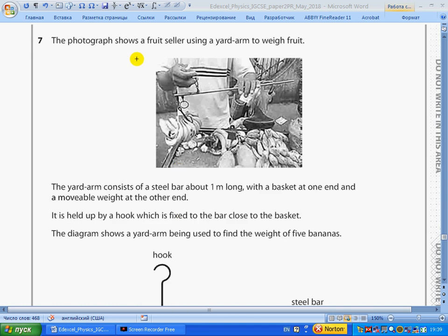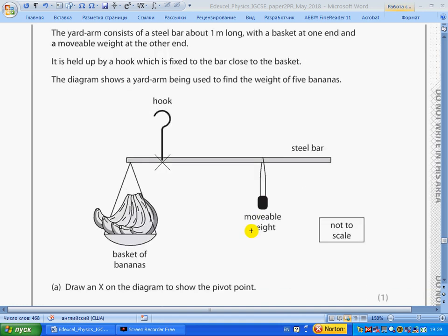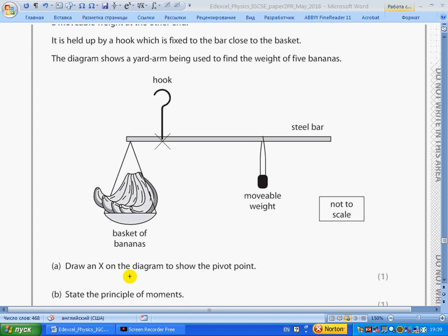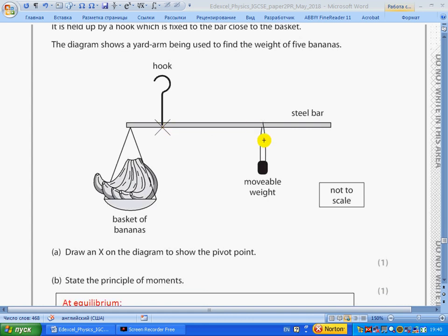Question 7. The photograph shows a fruit seller using a yard arm to weigh fruit. The yard arm consists of a steel bar about 1 meter long with a basket at one end and a movable weight at the other end. It is held up by a hook which is fixed to the bar close to the basket. The diagram shows a yard arm being used to find the weight of 5 bananas. Draw an X on the diagram to show the pivot point. So the pivot point is here. The basket of bananas produces an anti-clockwise moment, so the force applied at a smaller distance and the movable weight at a longer distance provide a clockwise moment.